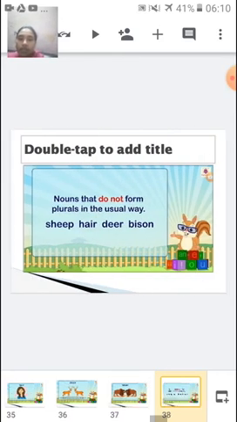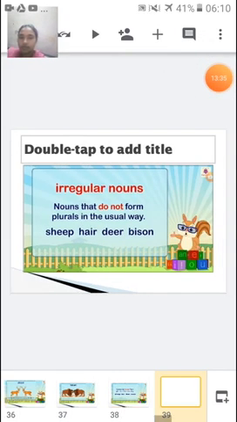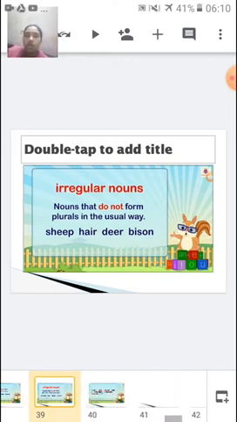Okay, so nouns that do not form plurals in the usual way, for example, sheep, hare, deer, bison, are called as irregular nouns. So what are they called? Irregular nouns. Okay, so nouns that do not form plural in the usual way are called irregular nouns. For example, sheep, hare, deer, bison. So what do you call them? Irregular nouns.